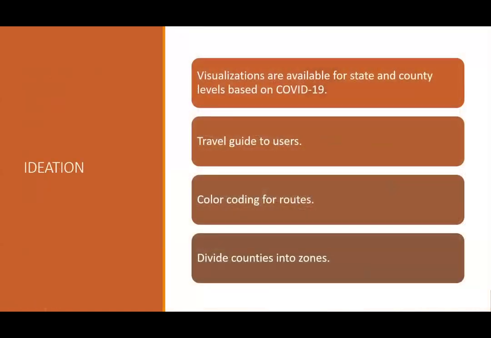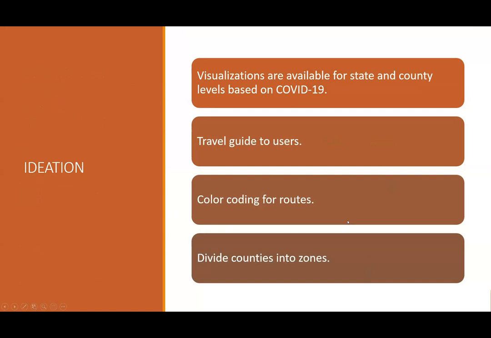The objective of our project was this: as of now, we have seen a lot of visualization techniques and dashboards that can depict COVID-19 prevalence at the state level as well as the county level. But there's nothing dynamic that tells a user whether the route he's traveling is safe or not. So that has become the core concept of our project, and we wanted to provide a travel guide to users.